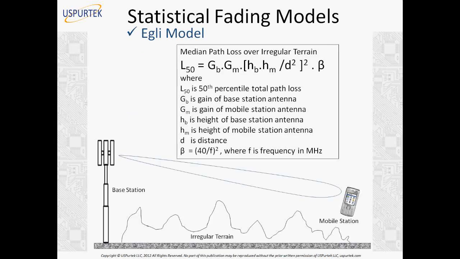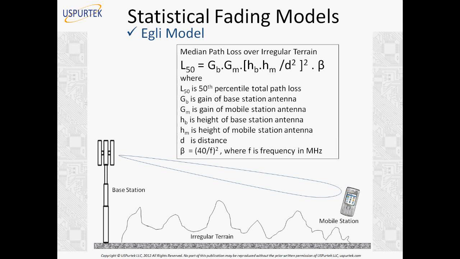This model gives us a median path loss over irregular terrain. As we said in the previous slide, when we have irregular terrain, it applies to only that situation. It doesn't consider the absorption by trees or diffraction or reflection. You just have irregular terrain, and what will be my path loss? Here L50 is the 50th percentile of total path loss. What that means is that if you make a number of measurements in the area and arrive at a value L50, then 50% of your measurements are below this value and 50% are above this value. This equation gives us the L50 value.